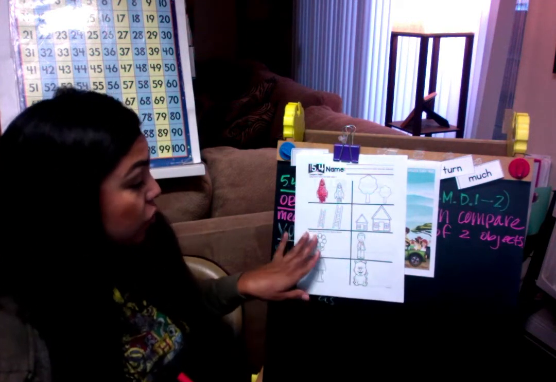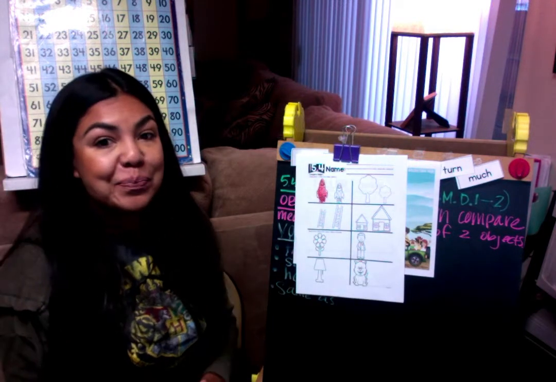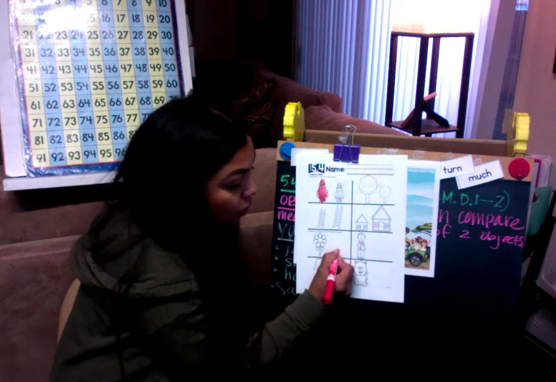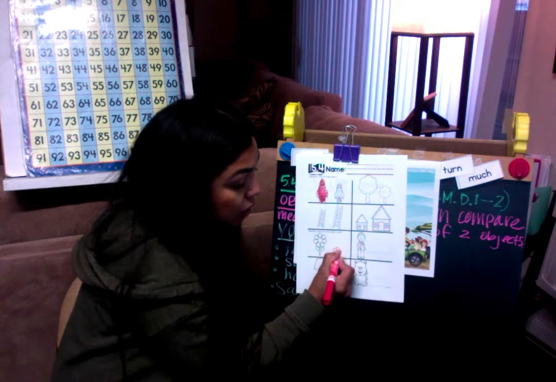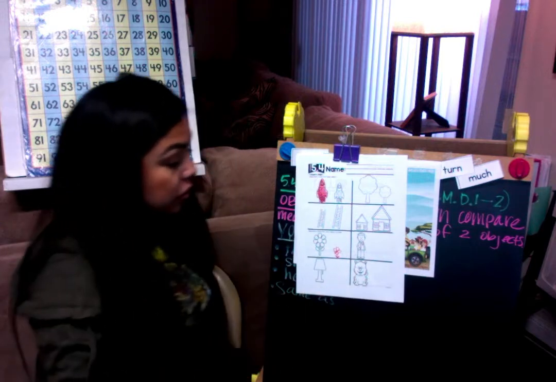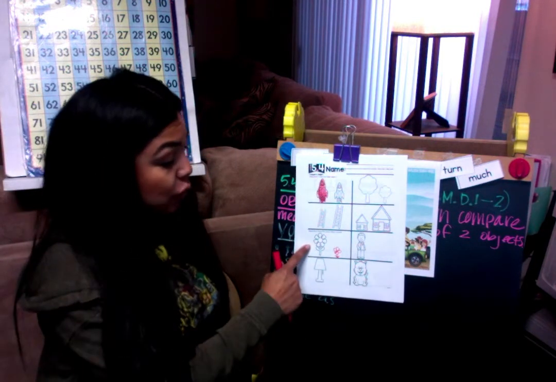Down here, you are going to draw the same object, but shorter. Shorter. Remember, shorter. So here's a flower, okay? So all I'm going to do is I'm going to draw a little flower, but I'm going to make it shorter. Do you see how much shorter there is? How do I know it's shorter? Good, because this one's way taller.